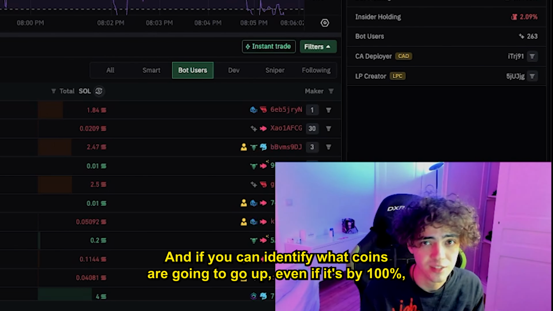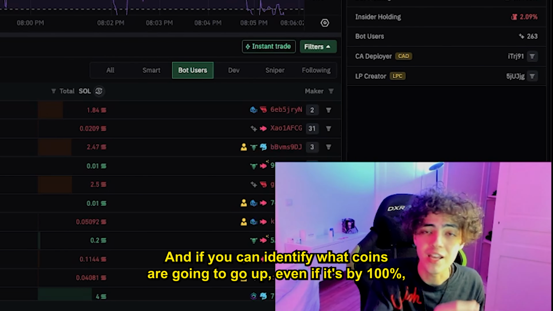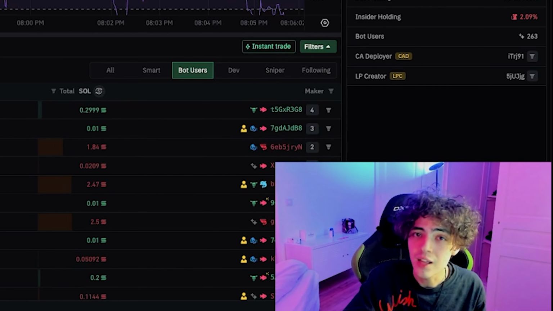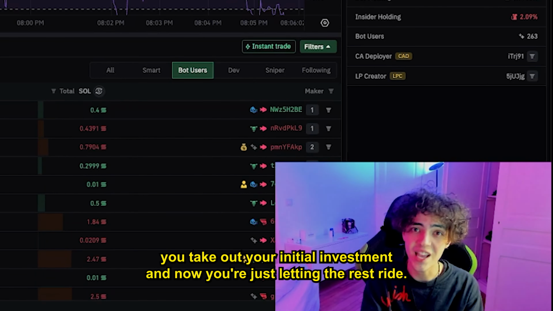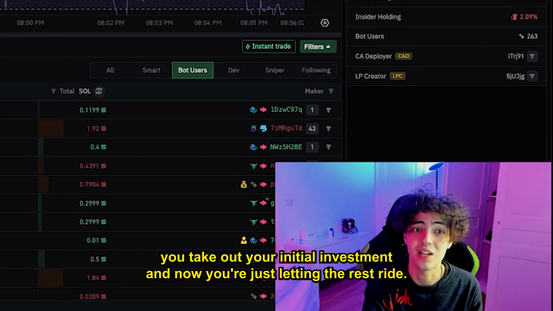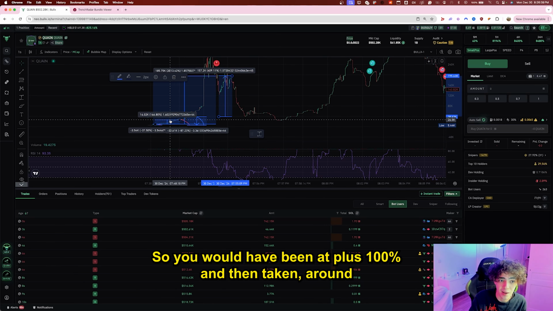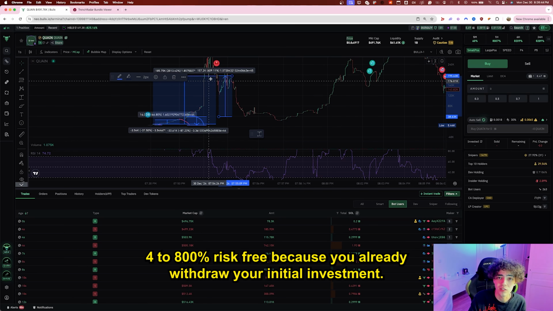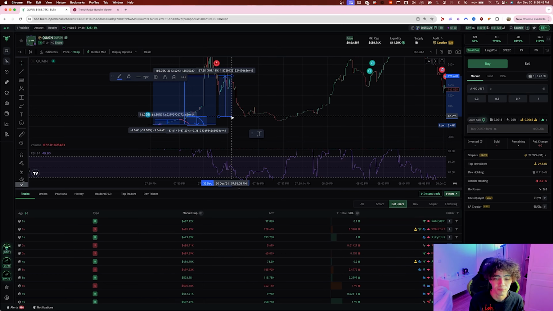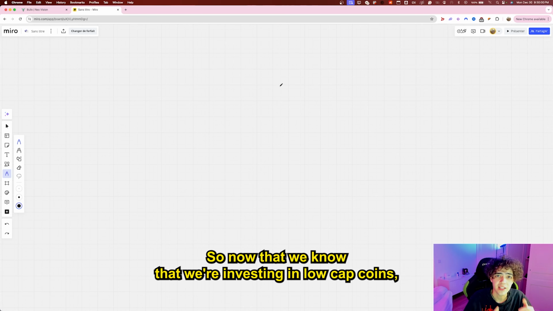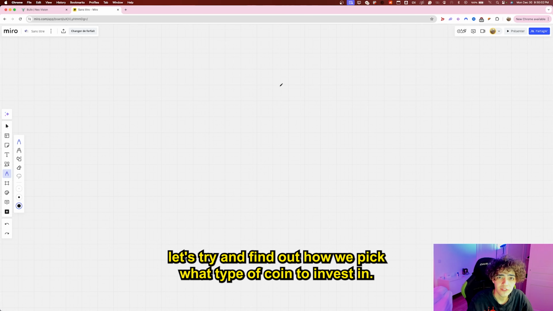And if you can identify what coins are going to go up, even if it's by 100%, you're doing really well, because once you've reached that 100%, you take out your initial investment and now you're just letting the rest ride. So you would have been at plus 100% and then taken around 400 to 800% risk-free because you've already withdrawn your initial investment. So now that we know that we're investing in low cap coins, let's try and find out how we pick what type of coin to invest in.